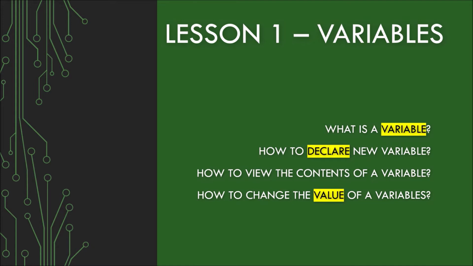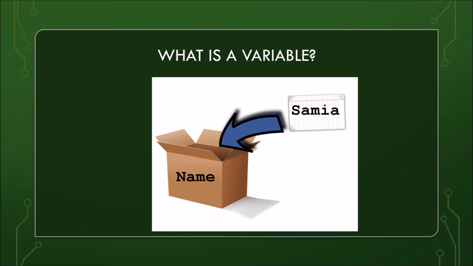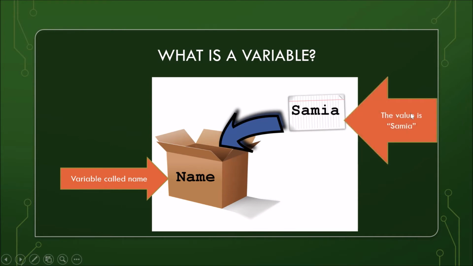Variables. As a start, you need to know what a variable is, how to declare a variable, and how to manipulate the values inside a variable. To visualize what a variable is, imagine this box in your head. This box is a variable, and in this case, the name of the variable is name, and the value it holds, the value that's inside the box, is Samia.